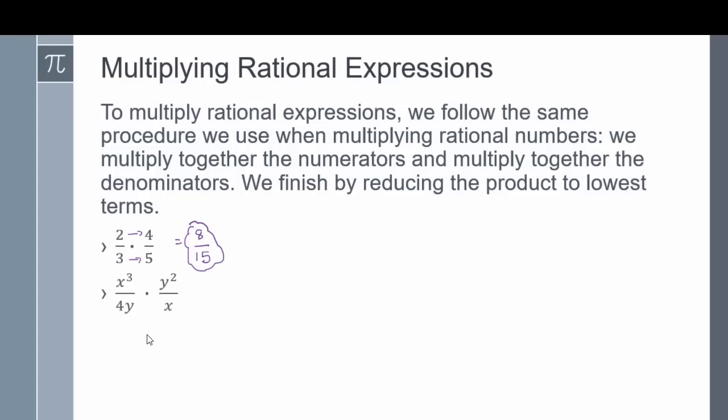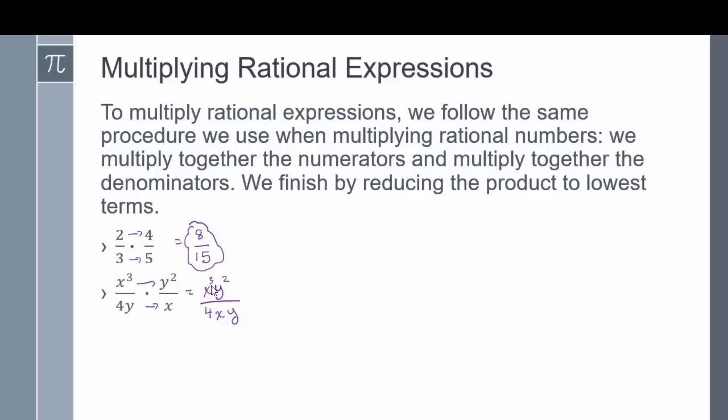Here we have x cubed divided by 4 times y, times the quantity y squared divided by x. Same idea, multiply across. x cubed times y squared is x cubed y squared, divided by 4y times x, which is 4xy. We now have x cubed y squared divided by 4xy. We want to reduce the product to its lowest terms.